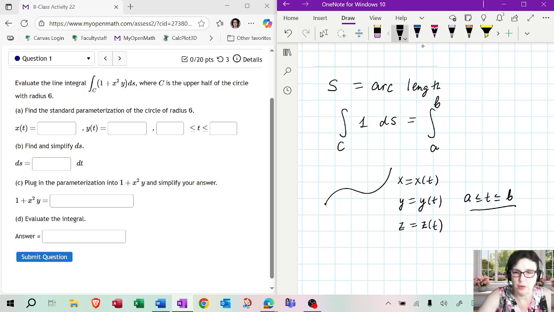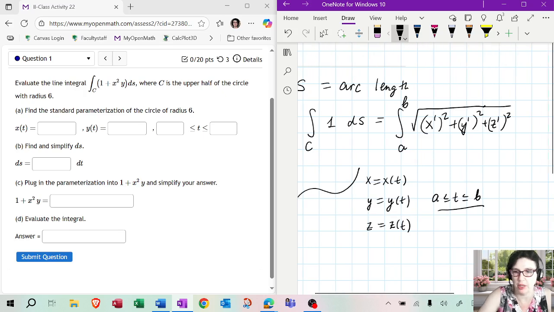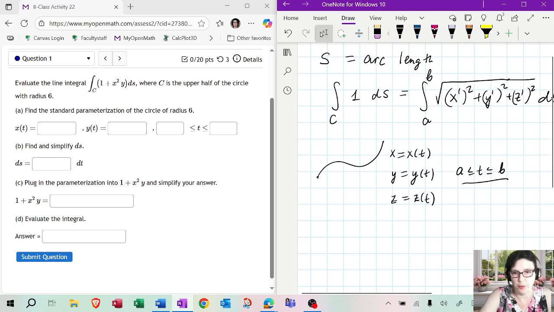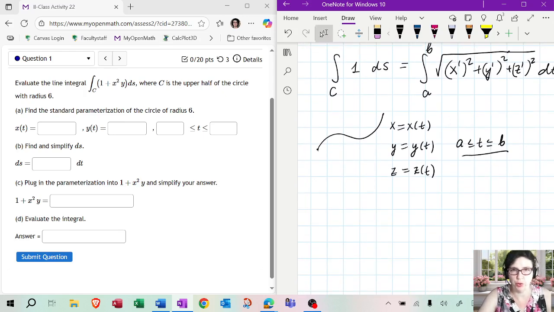And if you're integrating one, then you just need to transform ds. ds is transformed by taking the square root of x prime squared plus y prime squared plus z prime squared if it is a three-dimensional situation, and then you have dt. So that would be the formula for the arc length. Just again to show you why that would be true, which of course is not a proof, but just kind of like a feeling, does this make sense?